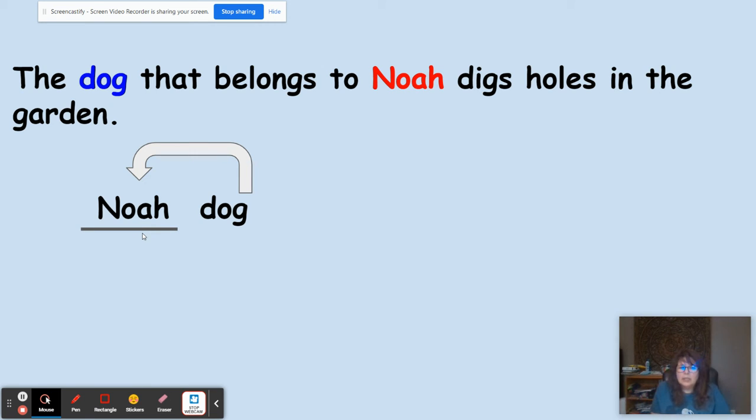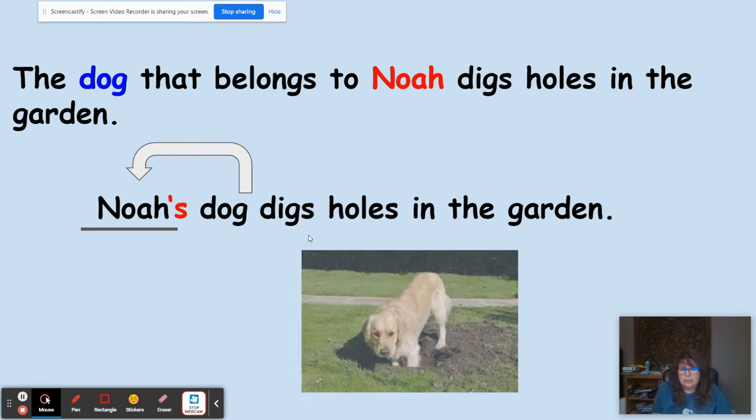How do I do that? Well, if it's only one person, one thing that I'm making into a possessive, I mean, it belongs to Noah, I add apostrophe S: Noah's dog. Now, what do we know about Noah's dog? He digs holes in the garden.